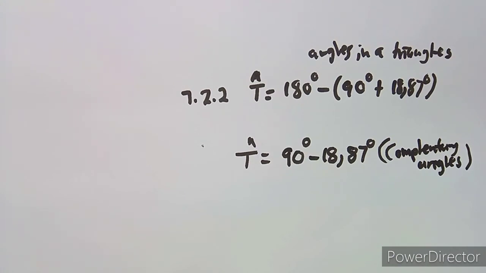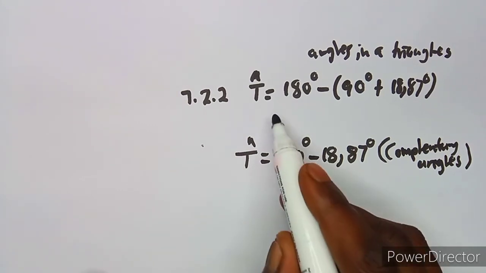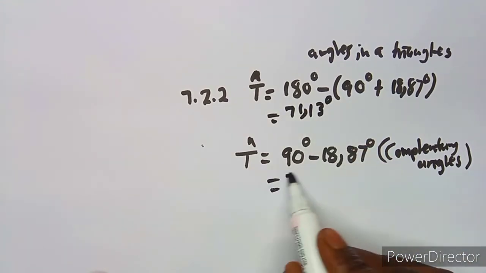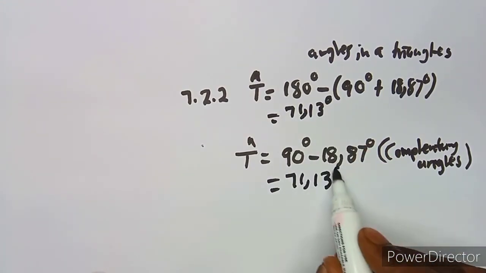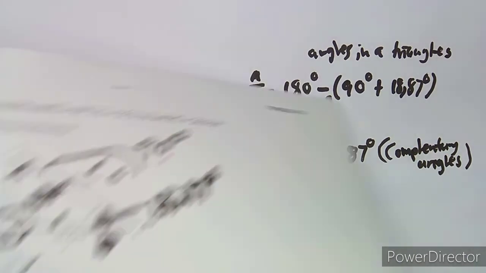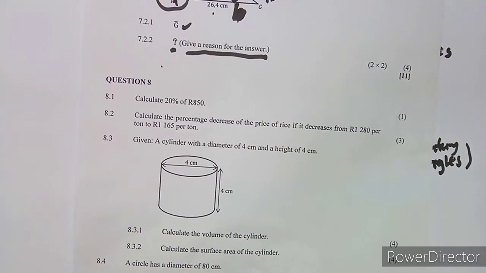Using either of these methods, the answer is going to be the same, which is 71,13 degrees. So that was the case there, guys. If you are working with a triangle, sometimes you have to use this concept. Okay.